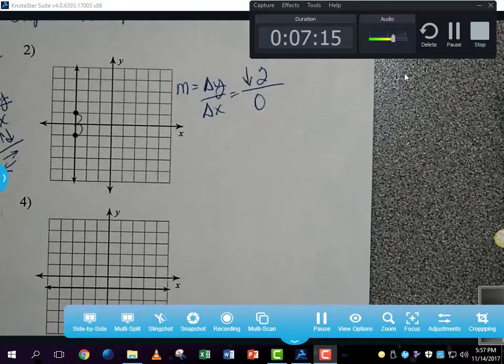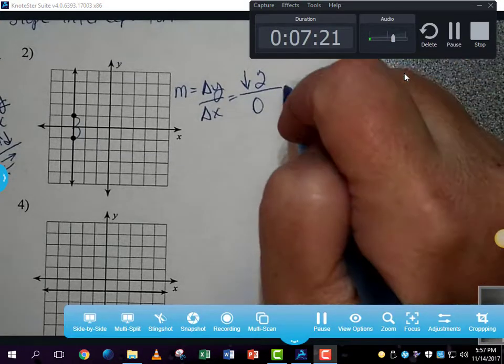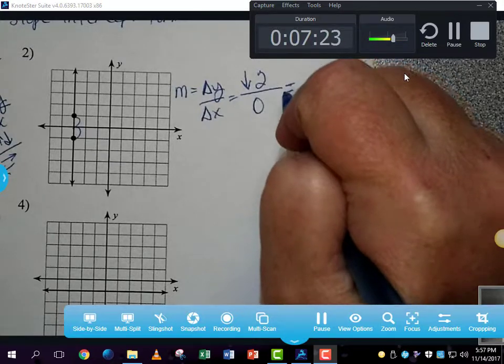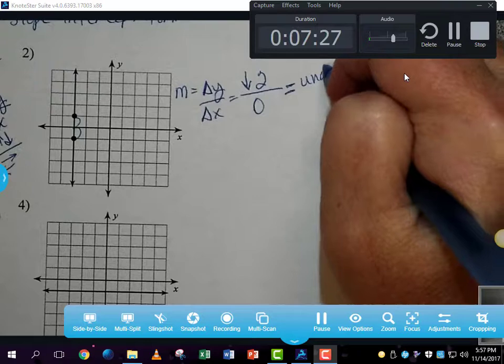Are we allowed to divide by 0? No, never, nunca, not going to happen, not today. When you do divide by 0, that is called undefined.